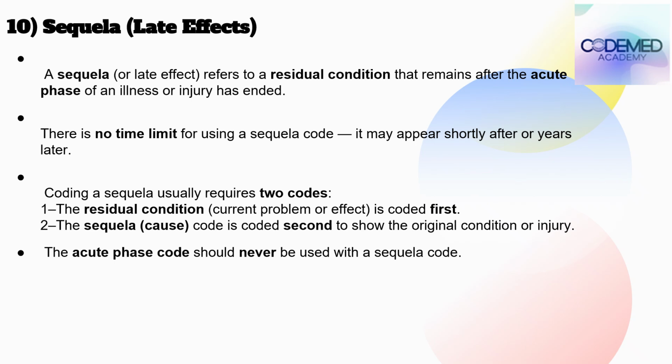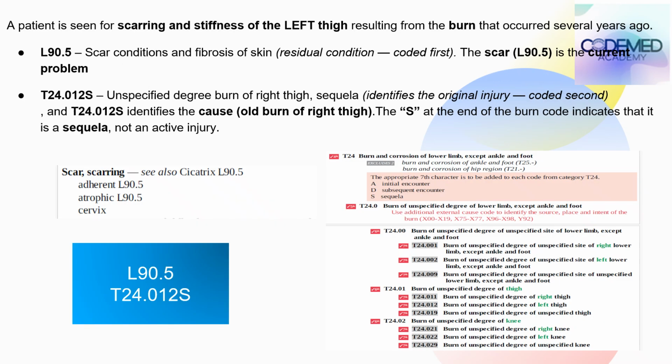Coding sequela usually requires two codes. The residual condition or the current problem or the effect is coded first. The sequela, which is the cause code, is coded second to show the original condition or the injury. So this is very important, and I'm going to show you the example in the next slide. So let us take one example to understand the sequela.